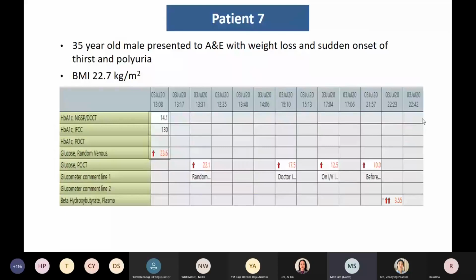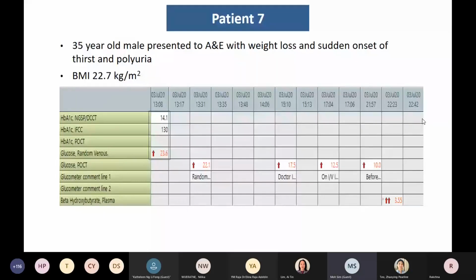Patient 7 is a 35-year-old male who presented to A&E with weight loss and sudden onset of thirst and polyuria, BMI of 22.7, and this 35-year-old male was admitted on the 3rd of July. On the 3rd of July, HbA1c was 14.1%, and a corresponding random venous glucose was 23.6.